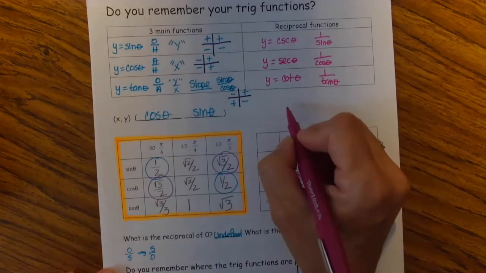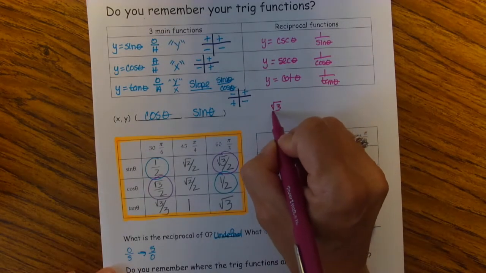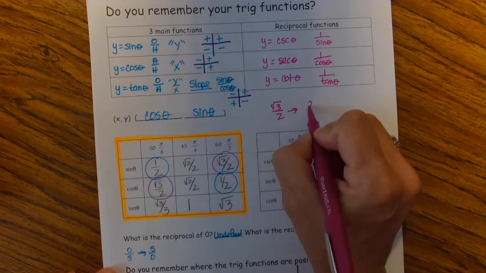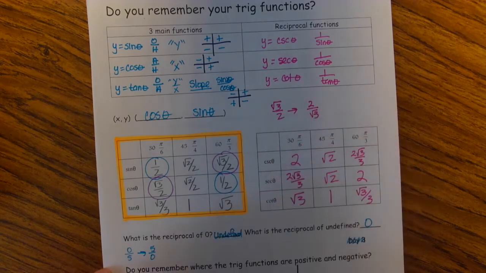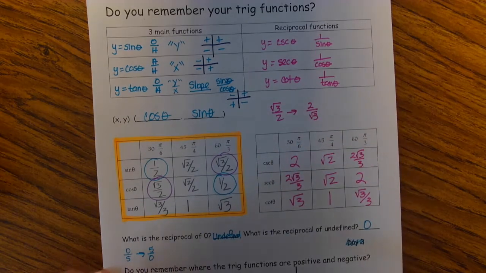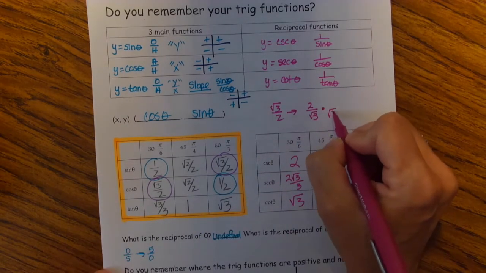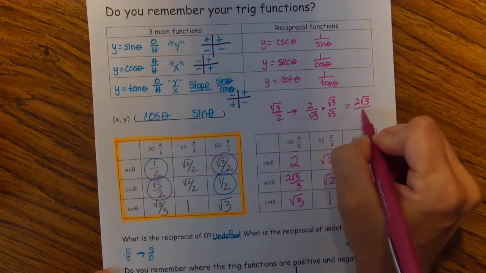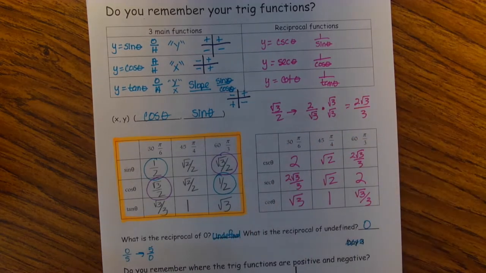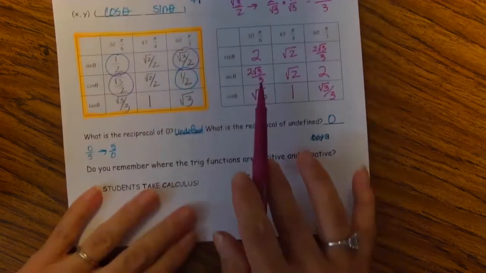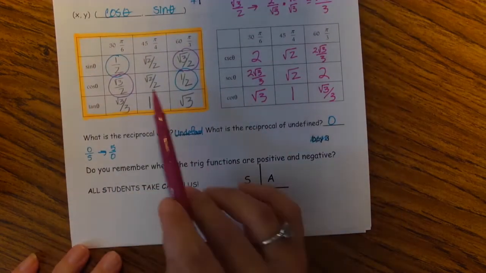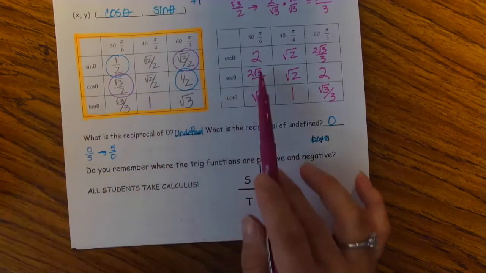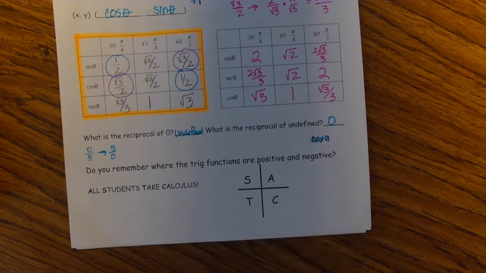I could show you if you want. If you took the square root of 3 over 2 and you flipped it, we have to rationalize our denominator. So we get 2 square roots of 3 over 3. Now, I don't want to do that every time I'm going to flip. I'd rather just kind of know. Basically, they switch places and add a radical, right?